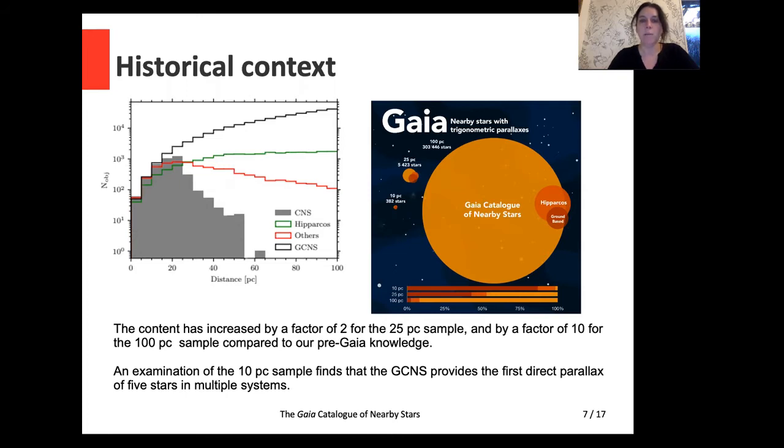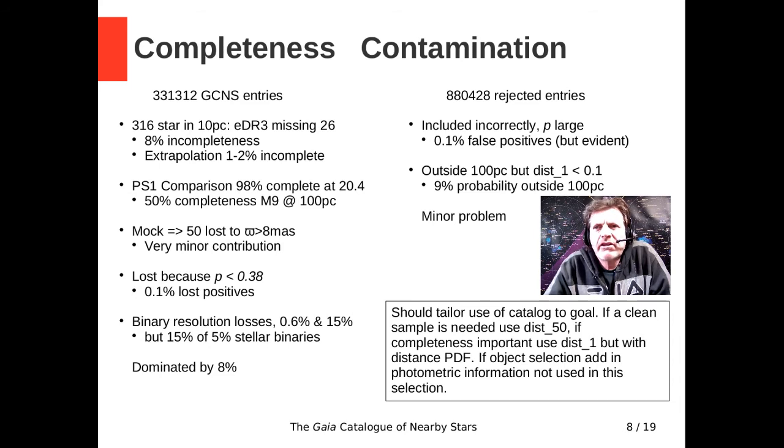The actual Gaia pipeline is right now only applying a single star solution. For the nearby objects in multiple systems, the non-single star motion induces large residuals and they have no correct full astrometric solution. This problem should be resolved with the next Gaia data release, that will have multiple star solutions. However, an examination of the 10 parsec sample finds that GCNS provides the first direct parallax of 5 stars in multiple systems.